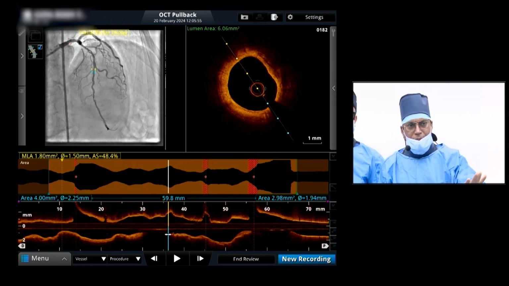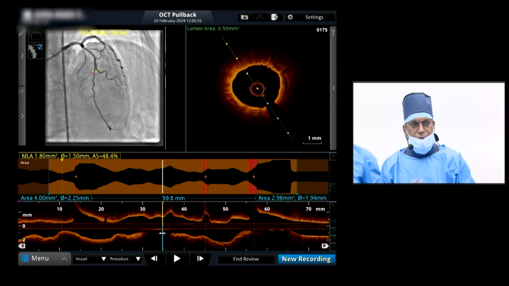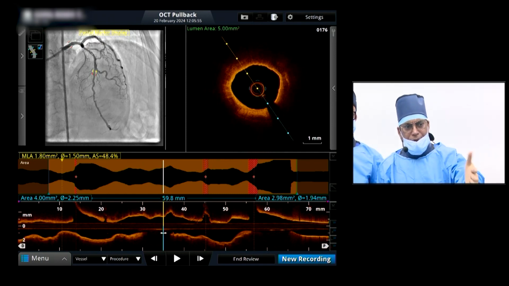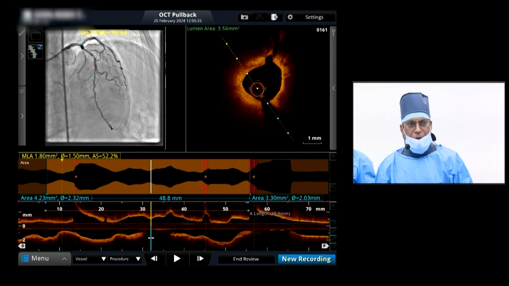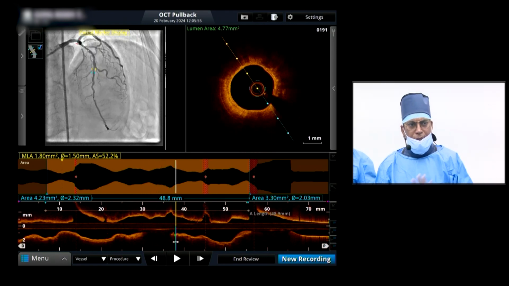Here is fibrosis, more of a fibrotic plaque. So here the area is 5.5. Where to land? There is also another plaque there, but this is a good landing zone. 4.35, we'll land it here. Thick fibrotic plaque, 3.7. Here the area is good.